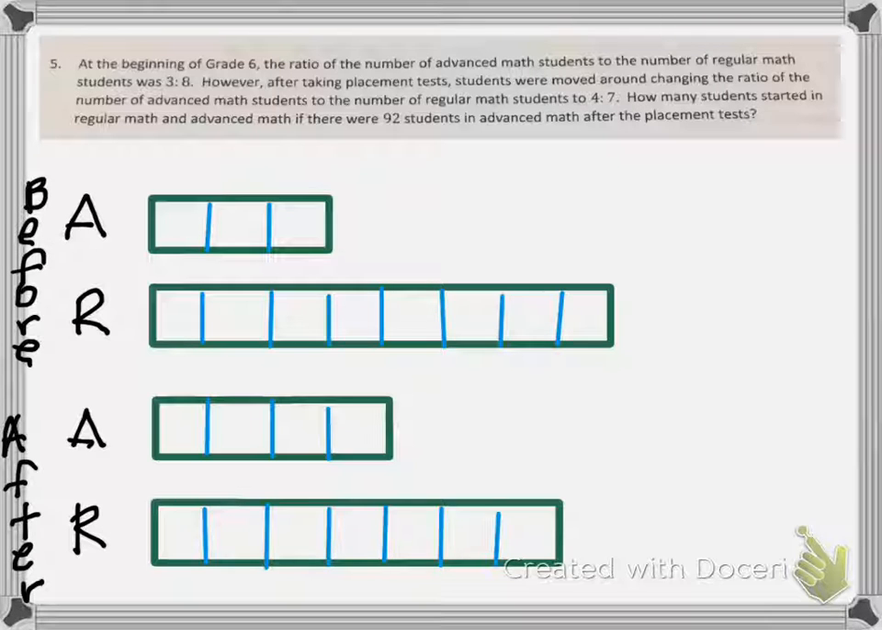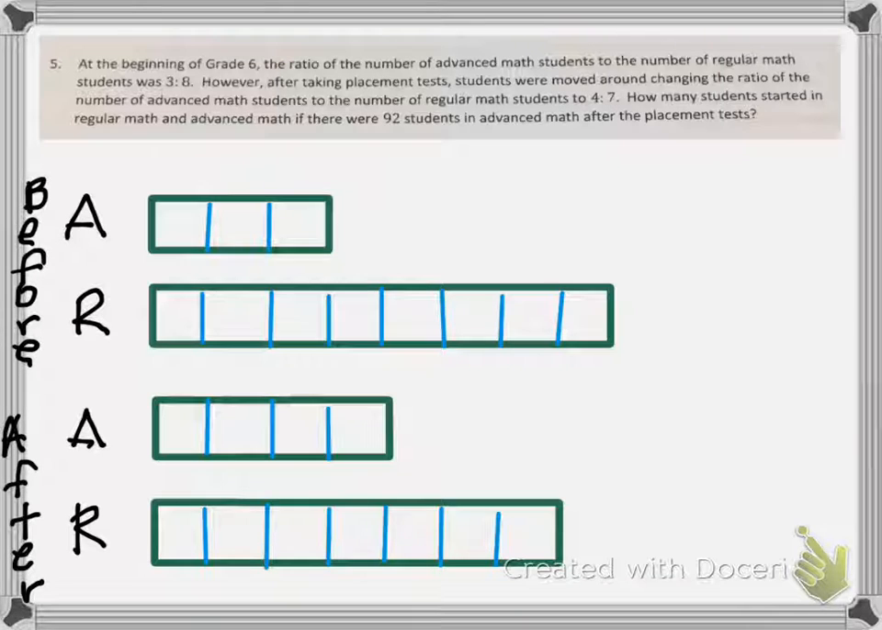So I have a before ratio, and then we took a placement test, and now we have an after ratio after that test. At this point, they're going to give me one piece of information. I have to match the information they give me to my tape diagram. It has to correspond. So I need to find out what is the information they're giving me. It says, how many students started in regular math and advanced math if there were 92 in advanced math after placement? So I have to find advanced math after placement on my tape diagram.